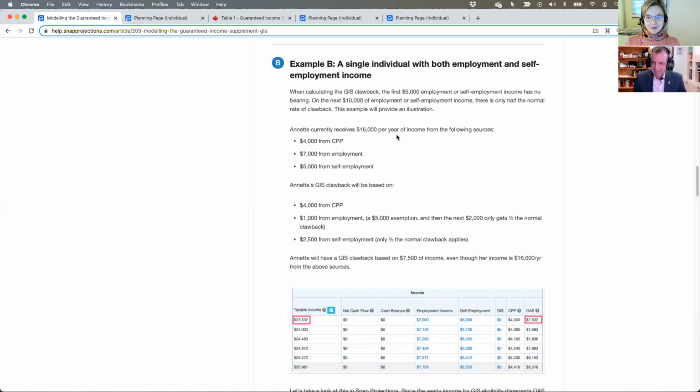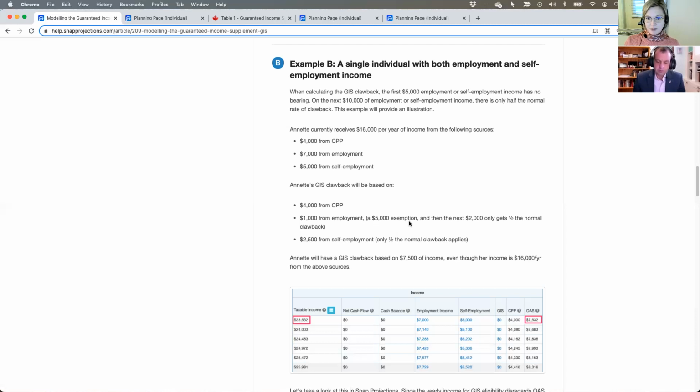Right. And I wrote it down in 2 ways here as well, because it is a little bit confusing. So Annette is our second example, and she has some CPP income, so $4,000, which will not have any exemptions. But then she also has employment income and self-employment income, and we've split them out. But really, like you said, they were treated the same, right? So the clawback is going to be based on whatever 4,000 from CPP, which is not exempt, but then 1,000 from employment. So how do we get that number?